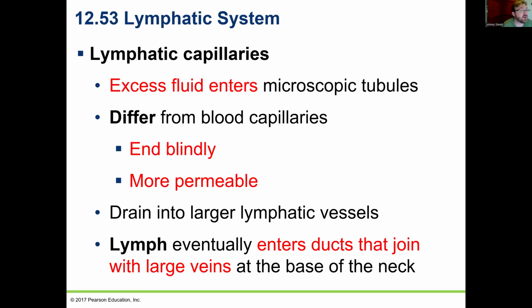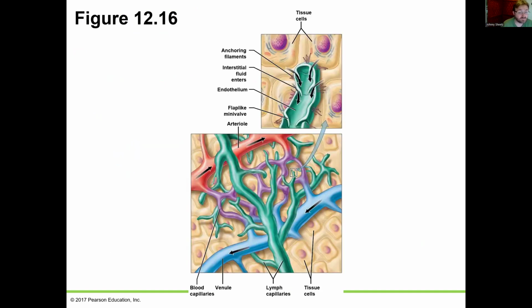And all those lymphatic capillaries are in turn going to be draining into the lymphatic vessels. So lymph eventually enters a duct that joins with large veins at the base of the neck. So the lymph does eventually drain into the circulatory system. Here you can see those terminal ends. They're going to be anchored in place, and they're just going to be a place for interstitial fluid to drain. And they also are going to include these mini valves to make sure that flow is one way.